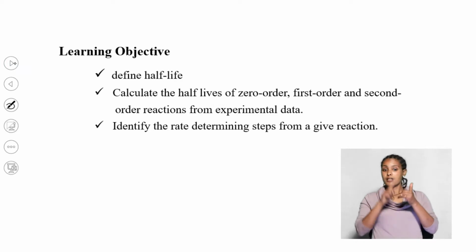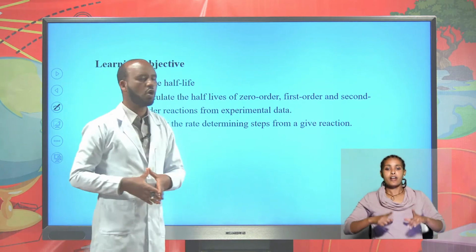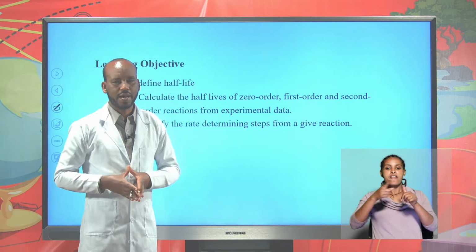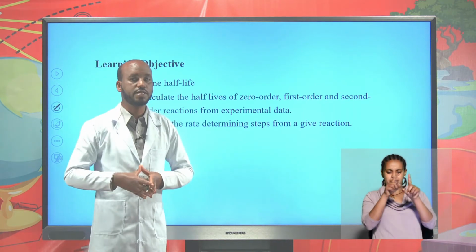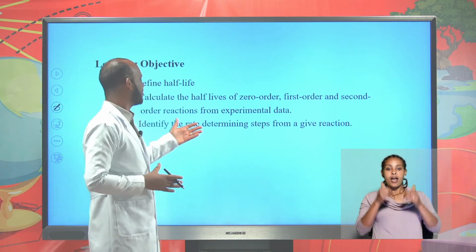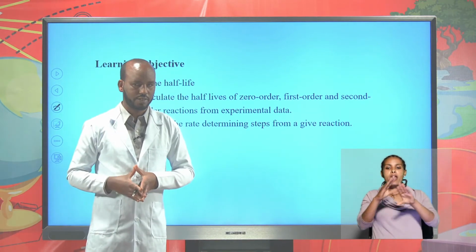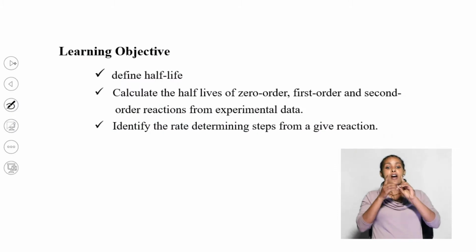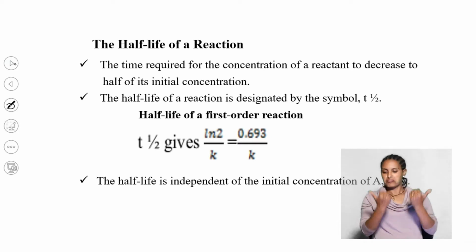At the end of this lesson, you will be able to define half-life, calculate the half-lives of zero order, first order and second order reactions from experimental data, identify the rate determining steps from a given reaction, and define reaction mechanism. Students, if you are ready, then we will get started.